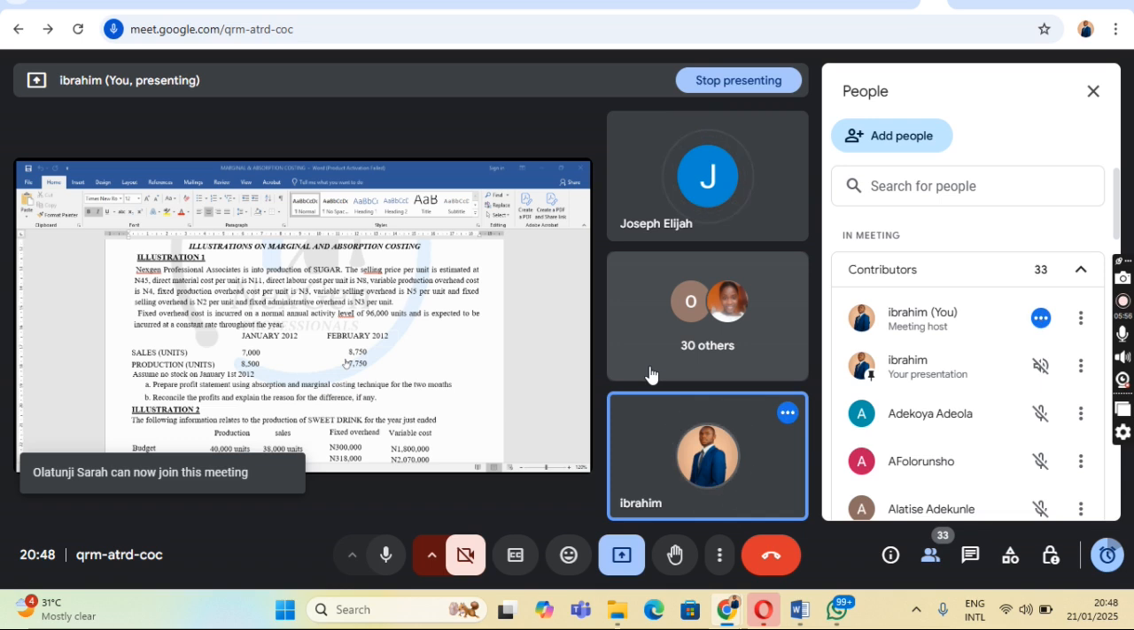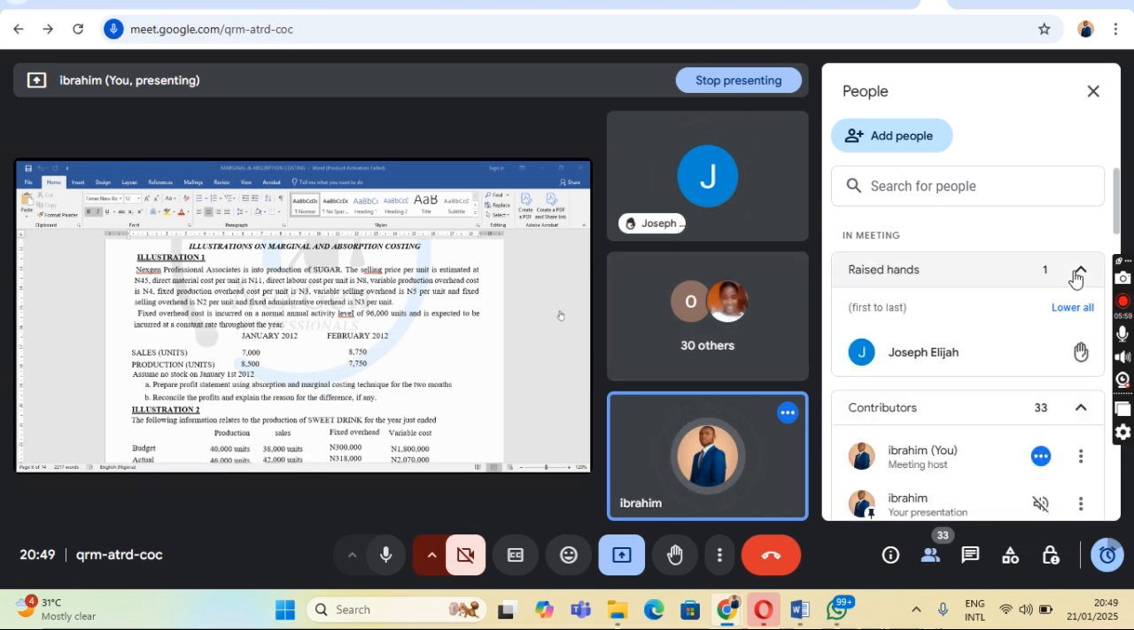Okay, what is the difference between the variable selling and variable production overhead?